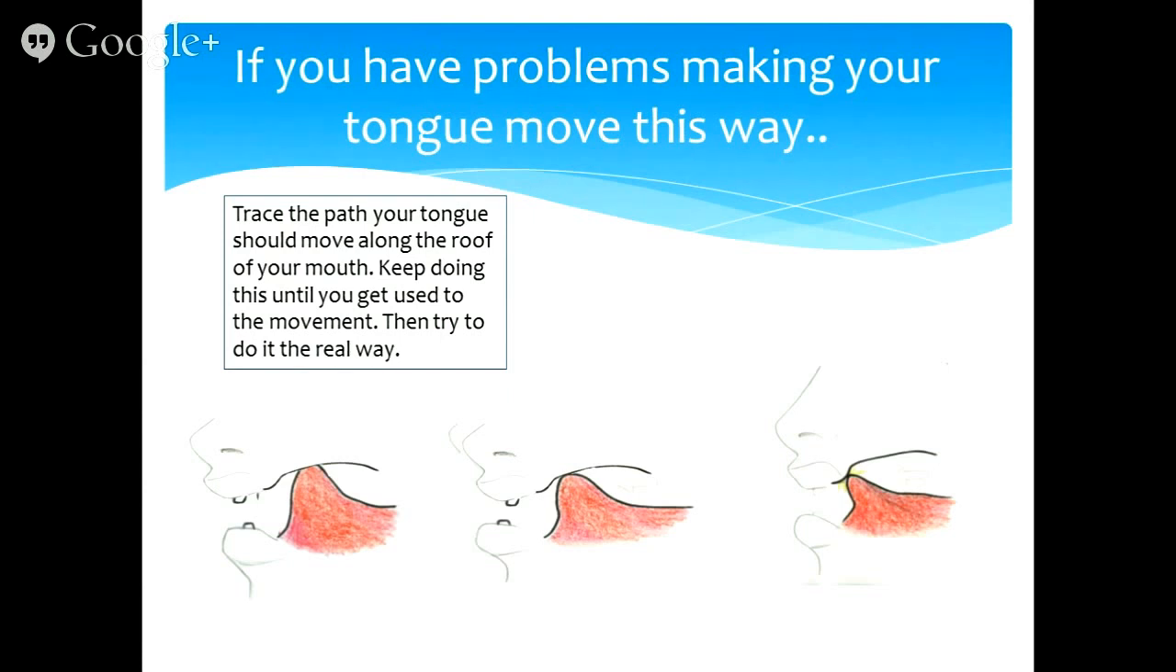Well, here's what I did, because I am tongue dysfunctional. Anyway, I could not get my tongue to move like this. So here's what I did, is I started with my tongue on the roof of my mouth, and I just kept tracing it forward all along the roof of my mouth, completely making contact, right? So this is so I could train my tongue to move forward like that.